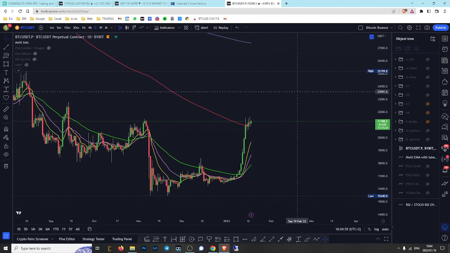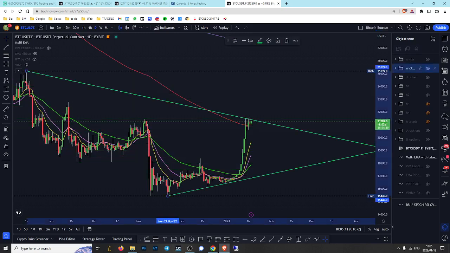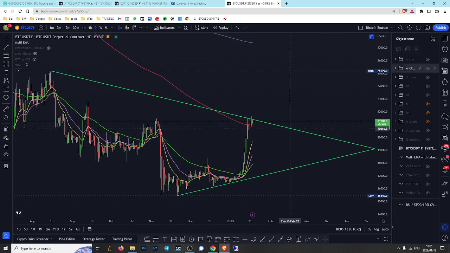Getting back to the Bitcoin chart on the daily, I'll just run through the patterns that we marked out. I did a video on this yesterday. I'll link it in the description, and you guys will be able to pick it up there. So this is the one pattern that we found. It was actually on the weekly, so it's on the weekly and on the daily. Just a symmetrical triangle, and we're about to break out there.